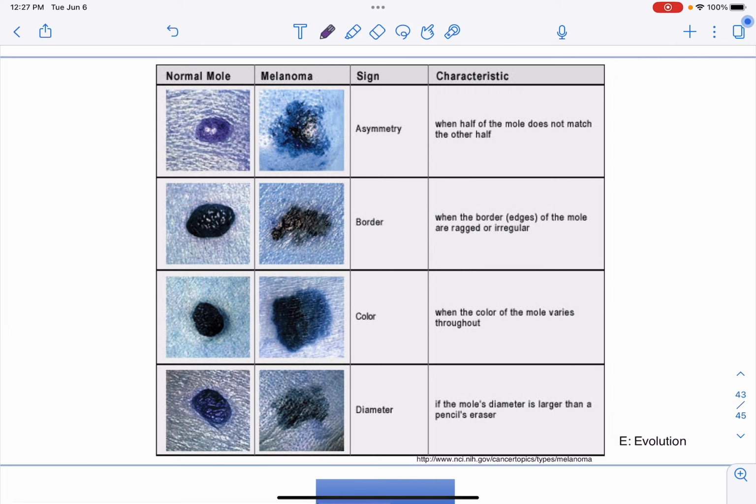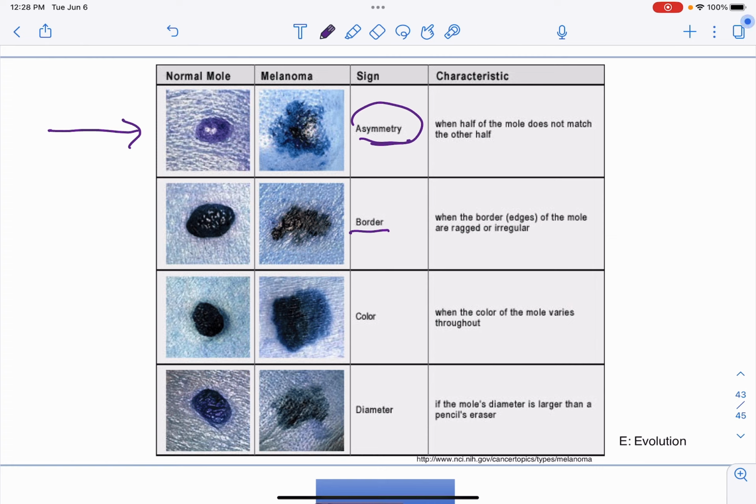The important thing is to note that this happens with moles. So what you're supposed to do is follow these rules and follow moles over time, because some moles will never develop into cancerous melanoma, while other moles will. So you want to follow the outline of the mole and make sure that the symmetry doesn't change. Once they begin to look a little asymmetrical, that is when you should have them looked at by a dermatologist.